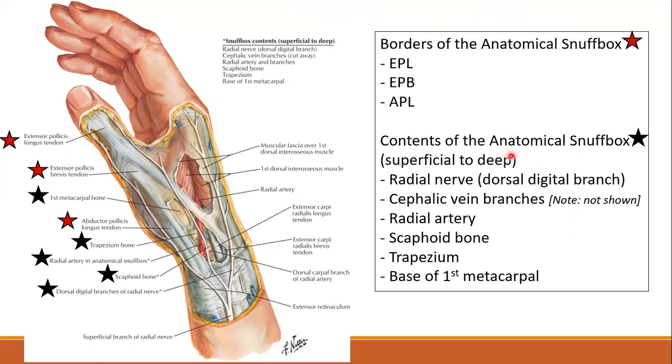Then you're going to need to know the contents of your anatomical snuff box, which I highlighted with these black stars. So going superficial to deep, you have your radial nerve dorsal digital branch. Then you have your cephalic vein branches, which unfortunately are not shown. They cut them away from here. Then you have your radial artery, which you can see here, your scaphoid bone, your trapezium, and the base of your first metacarpal bone. So scaphoid, trapezium, first metacarpal.